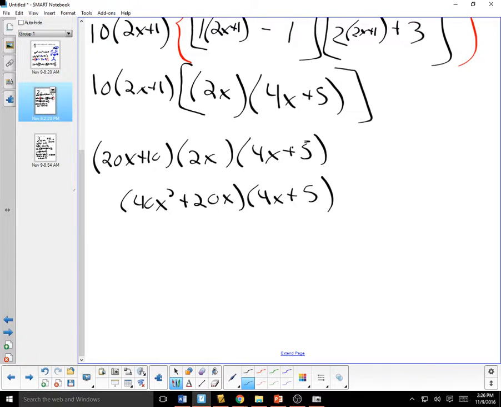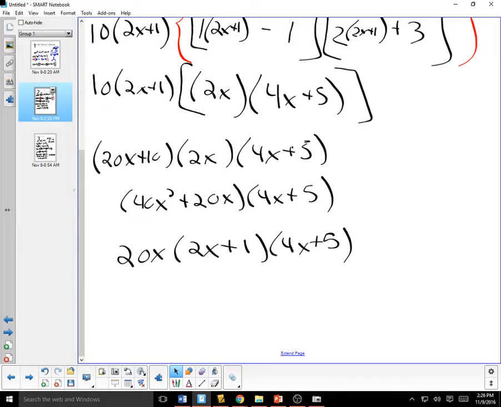It's hurting, right? But look at that. I can factor out something here, can't I? What can I factor out from both of those? 20x. So I've got 20x times 2x plus 1, 4x plus 5. Is there anything else that I can do to simplify here? No, we're done at this point.